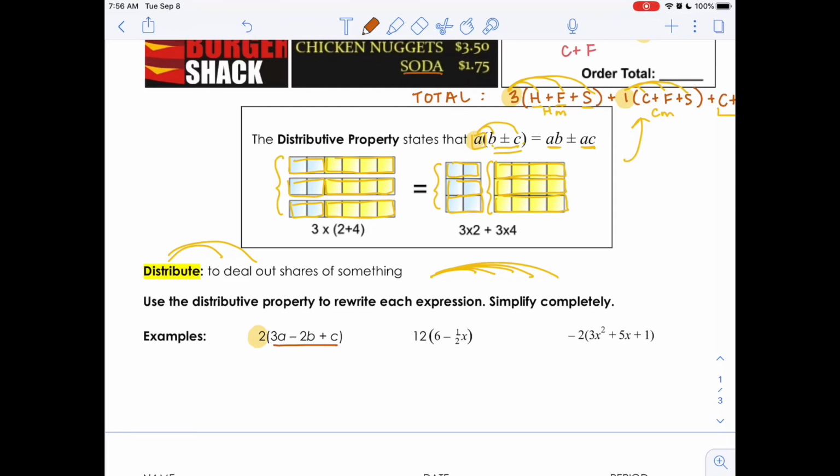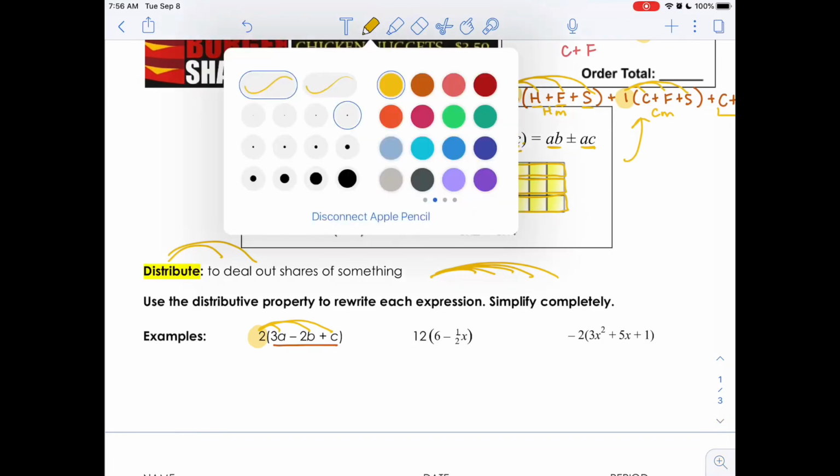But we're going to use the distributive property to simplify this further because this 2 actually can be passed out to each of these terms on the inside. We can actually get rid of this 2. We can pass it out because what this is saying is that I have 2 times, meaning I have 2 of these things. I have 2 groups of 3a minus 2b plus c. So what that means is if I pass this out, I should have 2 3a's, I should have 2 negative 2b's, and I should also have 2 c's. So that's the process I'm going to follow.